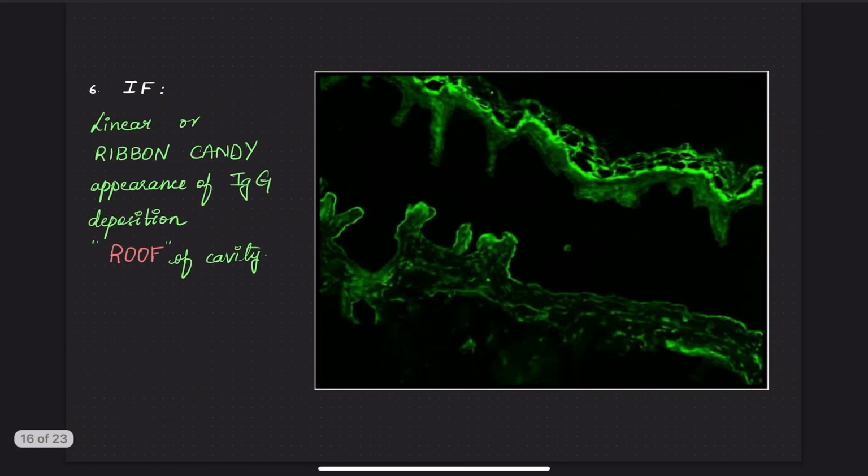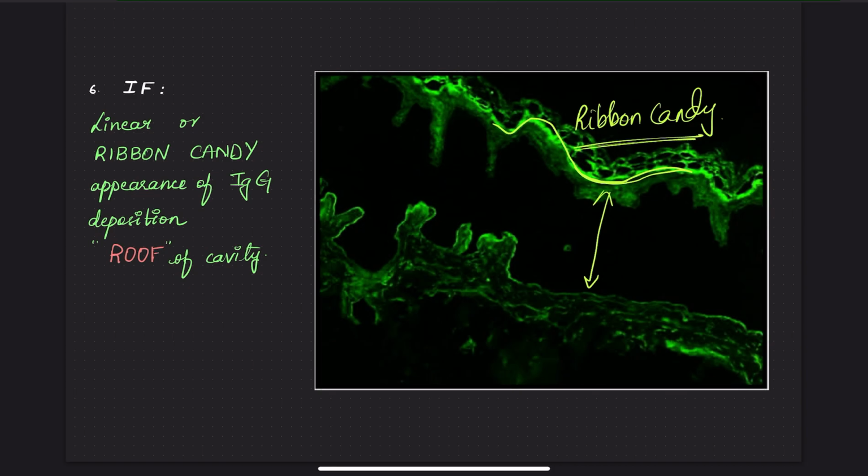When you go into the immunofluorescence studies, here you can see a subepidermal split, and also there is a linear immunoglobulin deposition along the roof of the cavity. This is called a linear or ribbon candy appearance of IgG deposition towards the roof of the cavity, which is characteristic of bullous pemphigoid.